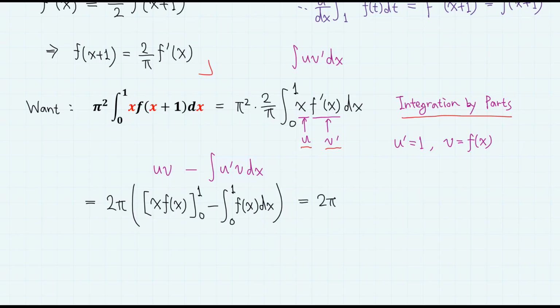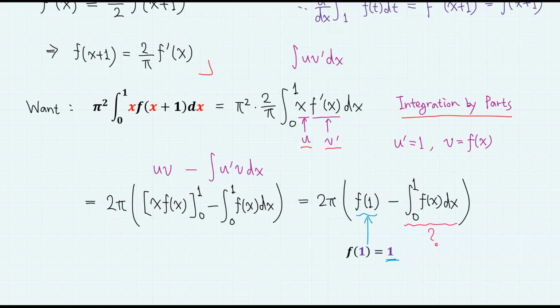This equals 2 pi times, the first term becomes just f of 1 and minus integral of f of x from 0 to 1. It is given that f of 1 equals 1, so all we need right now is the value of the integral of f of x from 0 to 1.